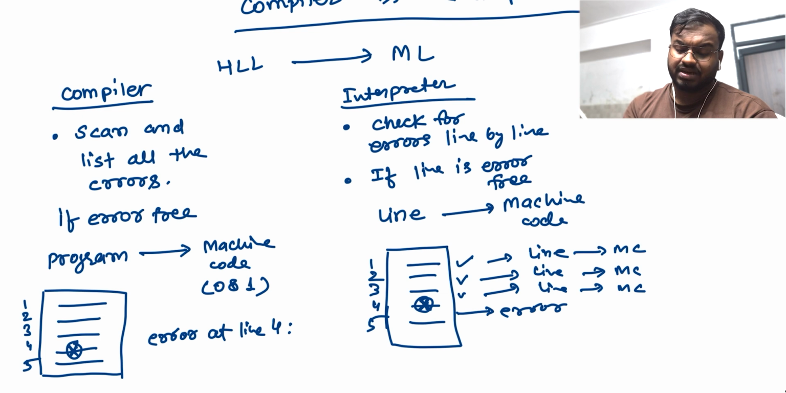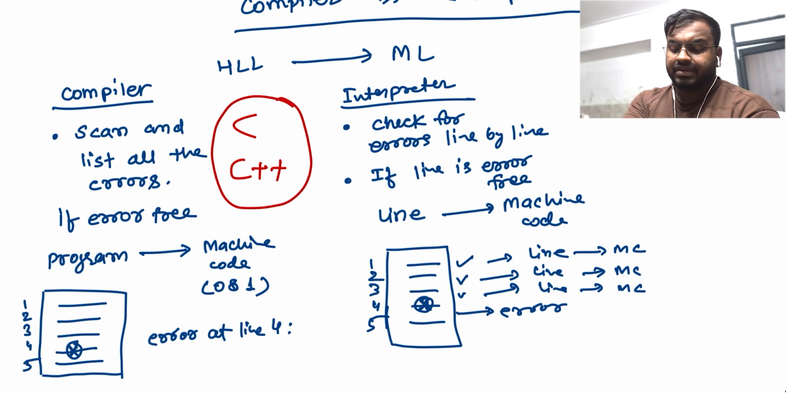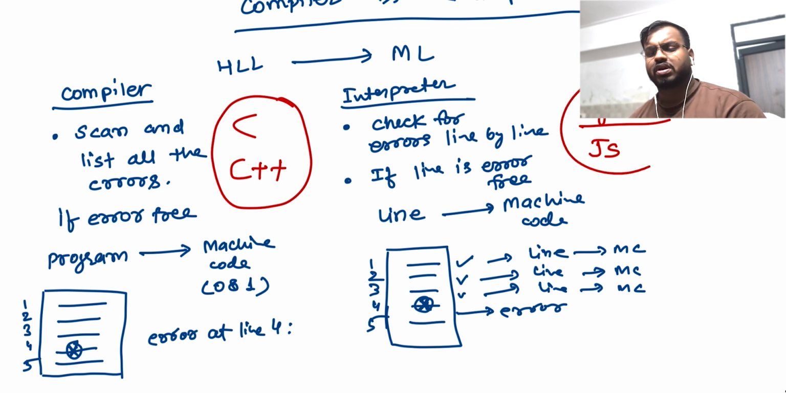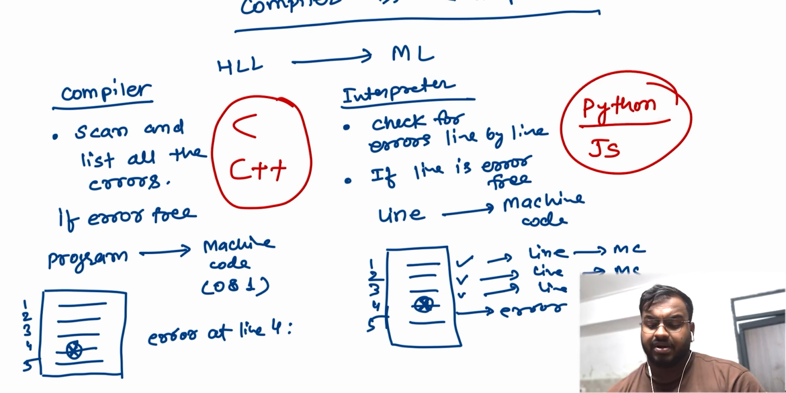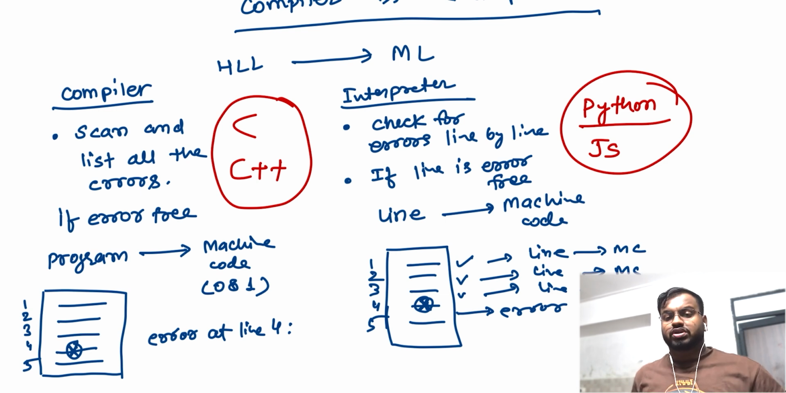Now talking about examples: which programming languages use a compiler and which use an interpreter. C and C++ both use compilers, while Python and JavaScript use interpreters. There are many more languages. You can categorize them based on what type of translator they use. But as of now, these are examples of programming languages which use a compiler as well as an interpreter. I hope this is clear to you.